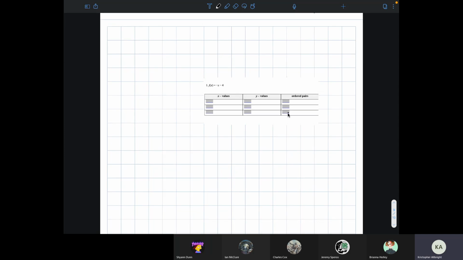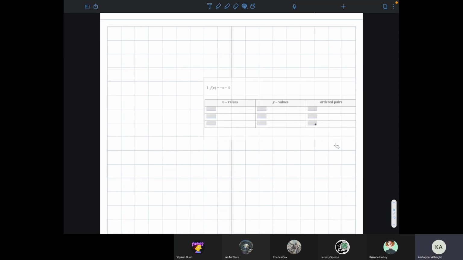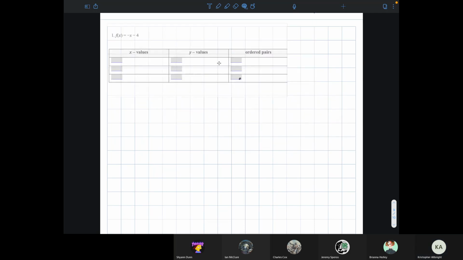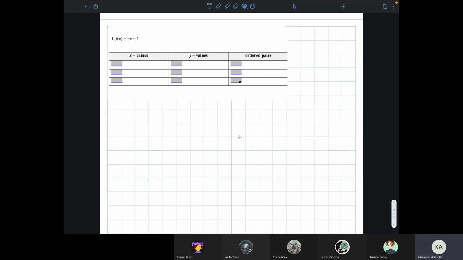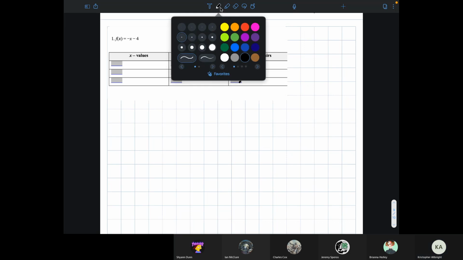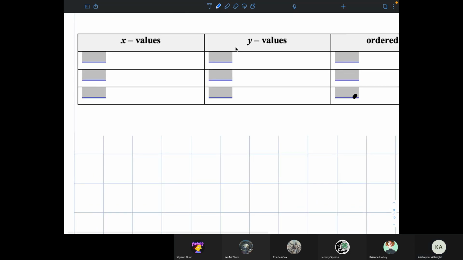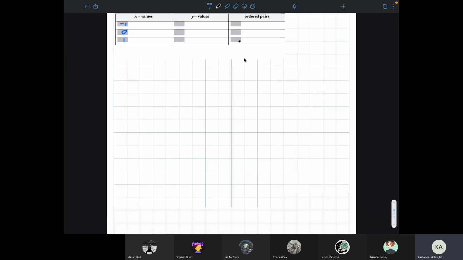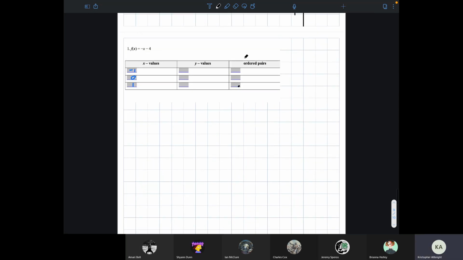It gives you a function and says, okay, what are your x values, what are your y values, and what are your ordered pairs? Well, x values are things that you can make up. And like I said, I like 0, -1, and 1. So if we plug that in, I'm just going to write them out here. And I'm going to do them in -1, 0, and 1. Okay, so now we work it.